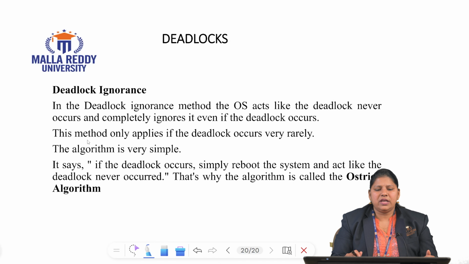Next, deadlock ignorance. In the deadlock ignorance method, the operating system acts like a deadlock never occurs and completely ignores it even if the deadlock occurs. This method only applies if deadlock occurs very rarely. The algorithm is very simple. It says, if the deadlock occurs, simply reboot the system and act like the deadlock never occurred. That's why the algorithm is called the ostrich algorithm.